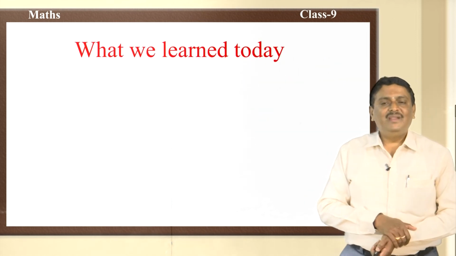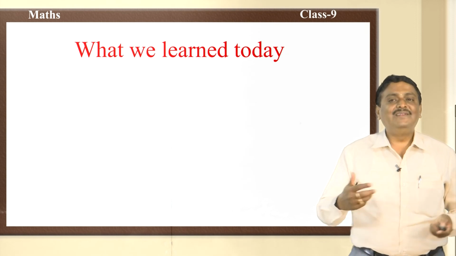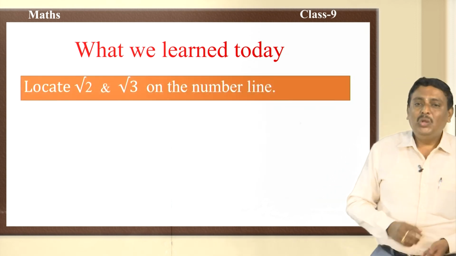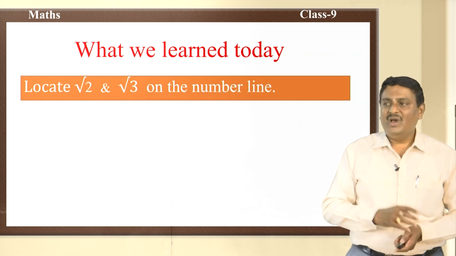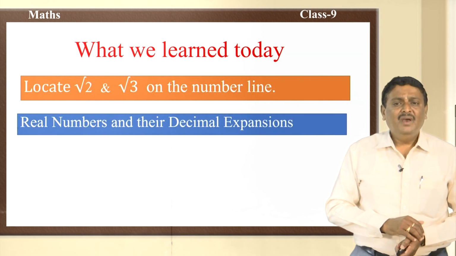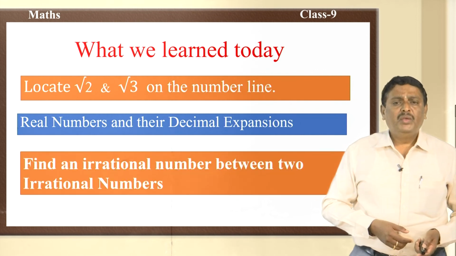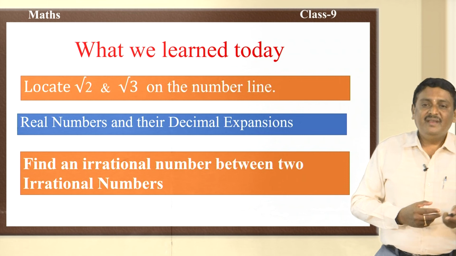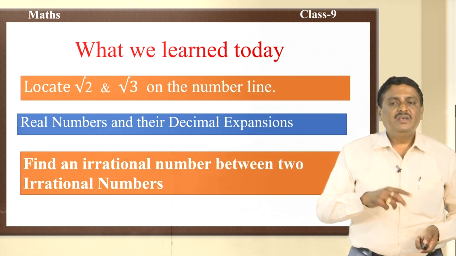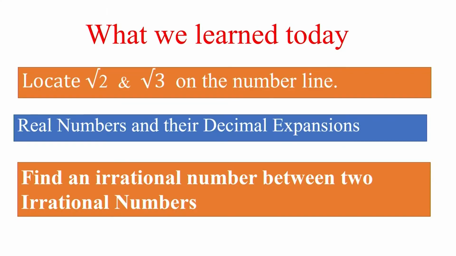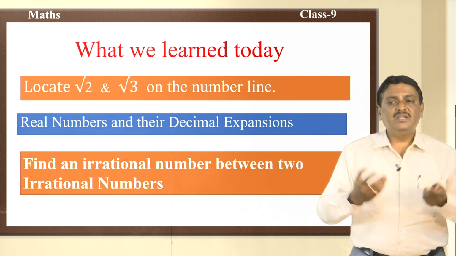Now what did we learn today, my dear children? Okay, let us recall what we learned. Okay, we located root 2 and root 3 on the number line. Real numbers and their decimal expansions and some problems we solved, and finding an irrational number between two irrational numbers. See, in the previous class we found rational numbers between two rational numbers. In this class we found the irrational numbers between irrational numbers. So, between two rational numbers there are infinitely many rational numbers, and between two irrational numbers there are infinitely many irrational numbers also.